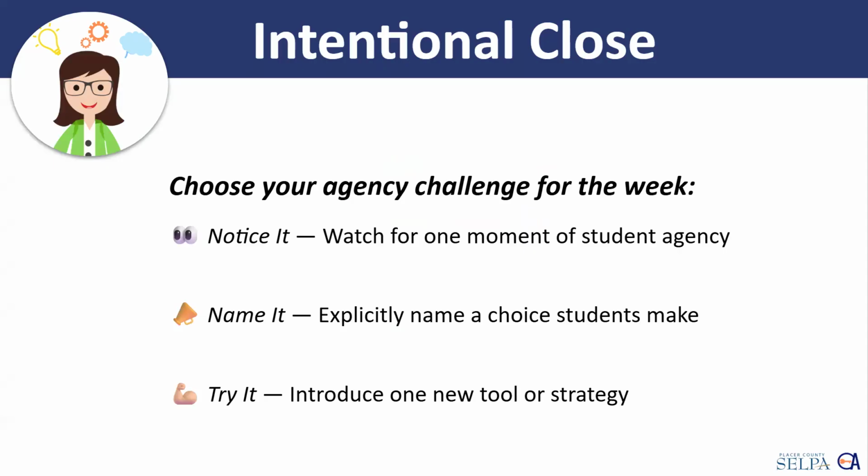What I mean by that is maybe watch for a moment of student agency, and just notice it. Or maybe you want to name it and call it out, so explicitly name a choice that a student made. Or three, try it. Introduce a new tool or strategy that you learned or heard about today. Which one are you going to commit to? Type the word or drop the emoji in the chat to let us know what you'll try this week. Will you notice it, name it, or try it?